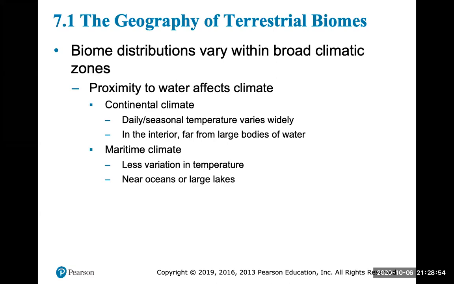The biome distributions vary within broad climatic zones. The proximity to water will always affect climate. The continental climate has daily and seasonal temperatures that vary widely in the interior, that's farther from large bodies of water. And a maritime climate has less variation in temperature because it's near oceans and large lakes. That helps to keep the temperature more consistent.